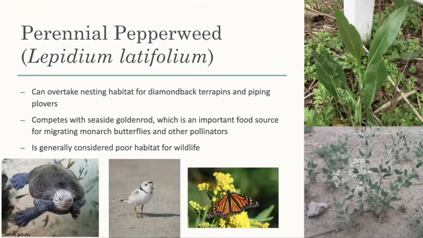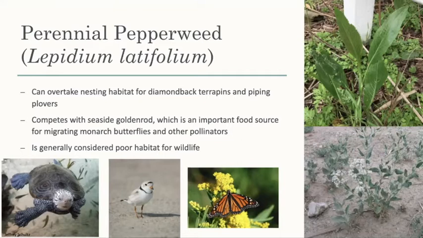Perennial pepperweed can also overtake nesting habitat for sensitive species like diamondback terrapins and piping plovers. Piping plovers are considered endangered in New York. And generally speaking, it's replacing these areas that are good habitat with habitat that's not really good. These native species didn't evolve with something like perennial pepperweed, so they don't know how to use it. They can't really use it for much. They can't really eat it. They don't know how to shelter in it, etc. So that's what makes a species harmful to an ecosystem.